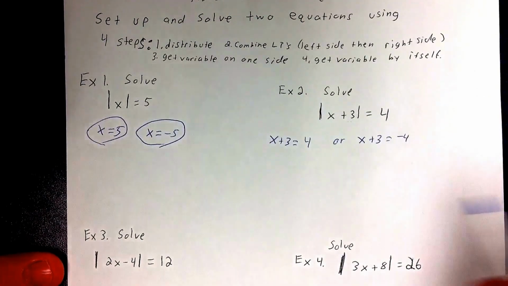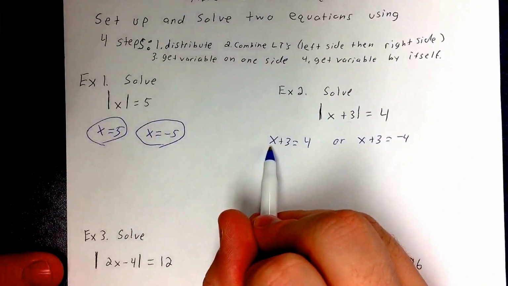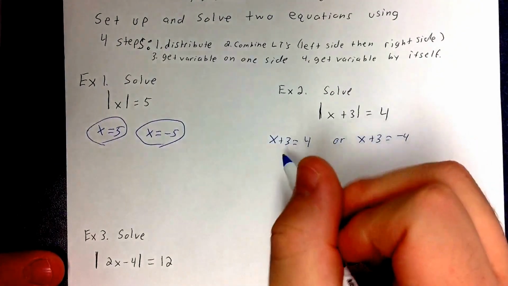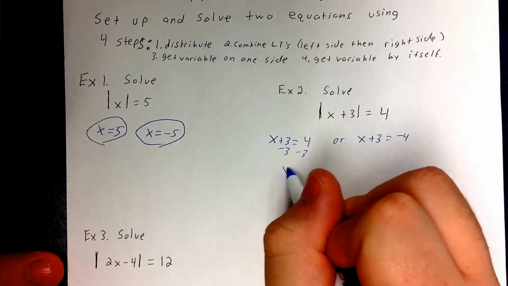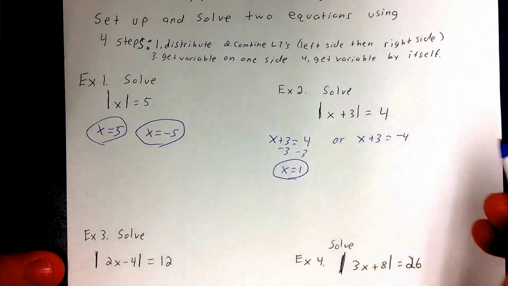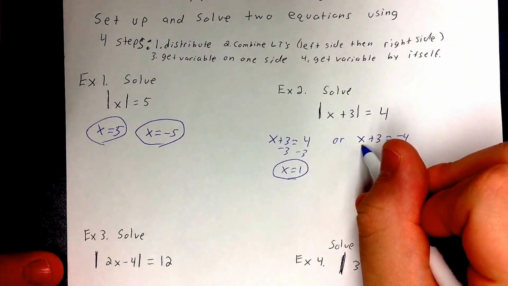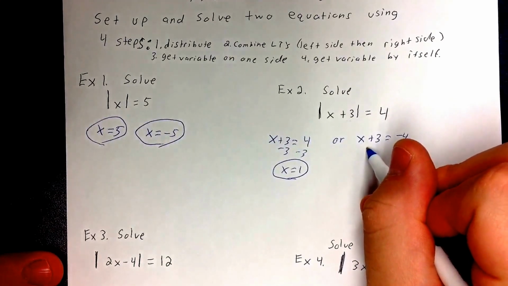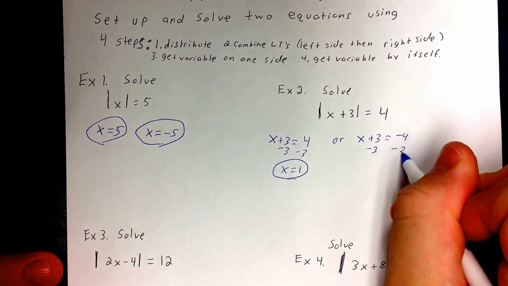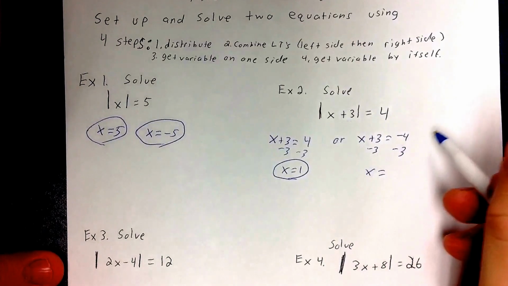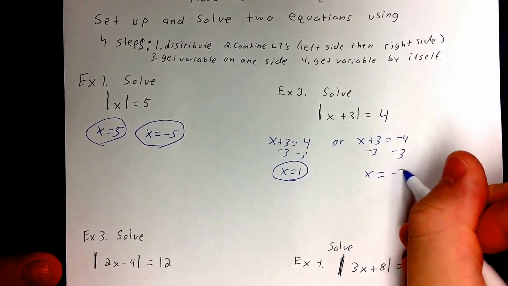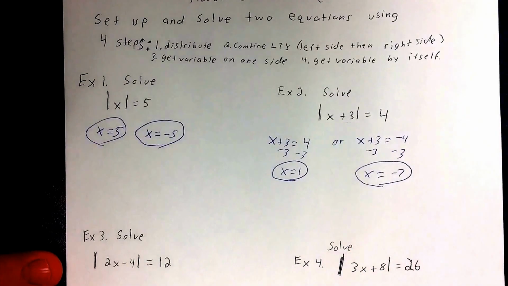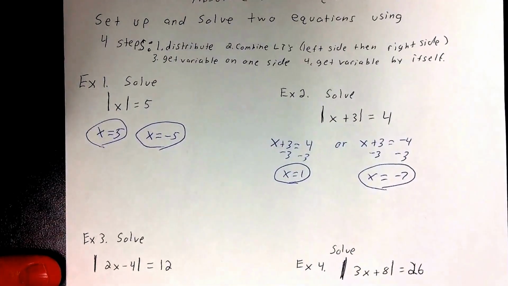Then we solve it. So the variable's on the left hand side, it's not by itself because of plus 3, so I have to minus 3 from both sides. So I get x equals 1. Or, again, x is on the left hand side, it's not by itself because of plus 3, so I have to minus 3. -4 minus 3, signs are the same, so I add and keep the sign, -7. So there's my two answers for that problem.